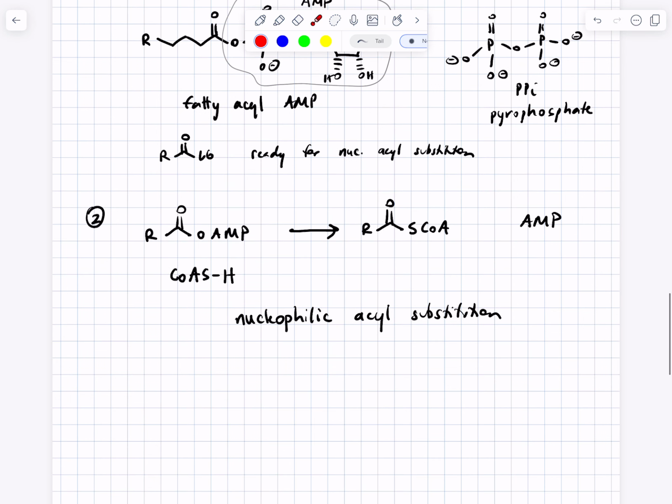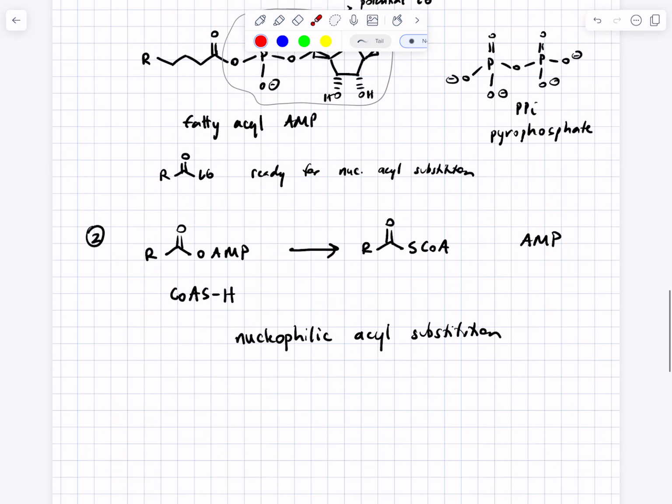It's really not hard. A base would need to remove this proton. Then the negatively charged thiolate would attack the carbonyl carbon to give you a tetrahedral intermediate. Electrons would then kick down in the next step and kick off AMP as the leaving group. All of that you should be able to draw. I've sort of sketched it out here. If you want to test yourself on your ability to do that, by all means, go ahead and do it. I think it would be useful.